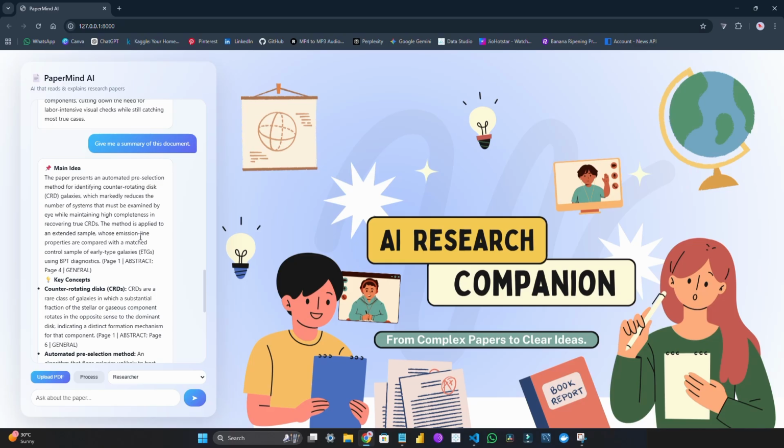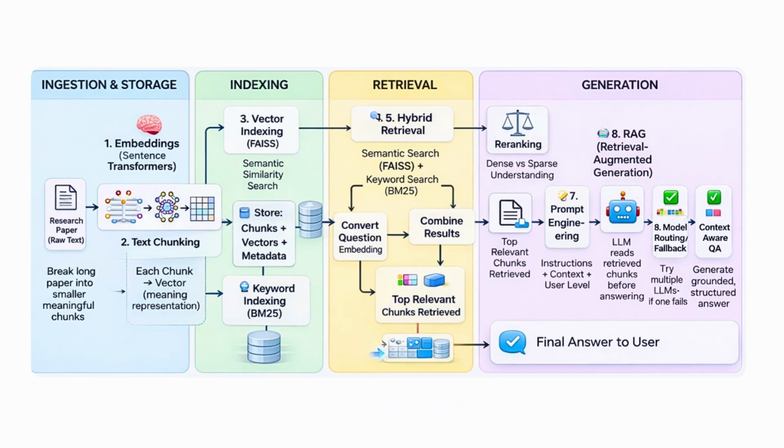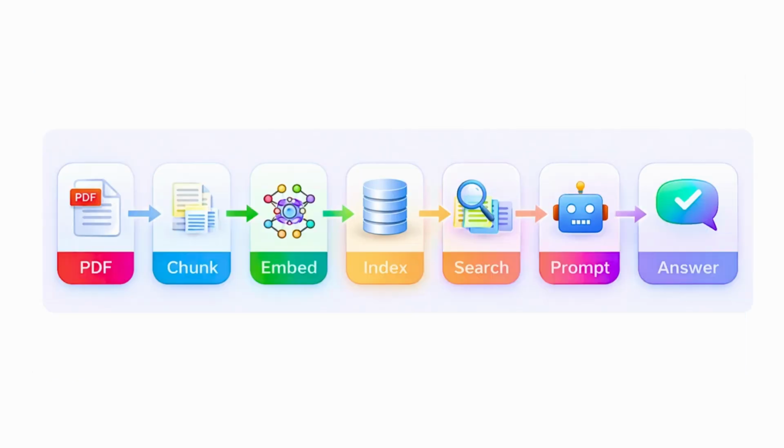So, before we jump into the details, let's zoom out for a second. First, I will show you the full flowchart. This is the big picture of the entire pipeline, from uploading the PDF all the way to generating the final answer. Now, don't worry if it looks complex at first. You are not supposed to understand everything here. This is just to give you a mental map of how things are connected.